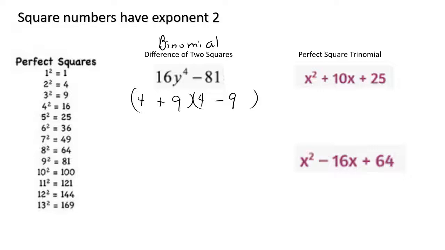Now normally you will have an x squared or y squared. In this case you have y to the fourth, and y to the fourth is simply y squared times y squared. That's how to factor the difference of two squares.